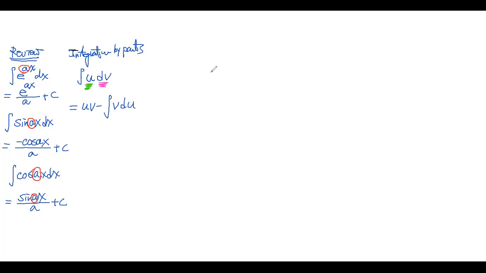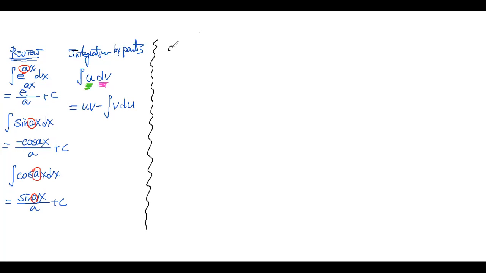Your teacher will probably teach you which one is u and which one is dv. Probably you want to choose for u the one that, when you take the derivative, will reduce the term. Then for dv, you want to choose the one that is easier to integrate. That's basically the formula we need in order to do the integration by parts. So let's try to practice.